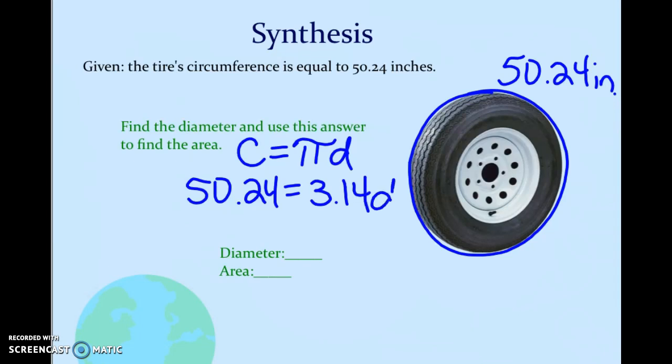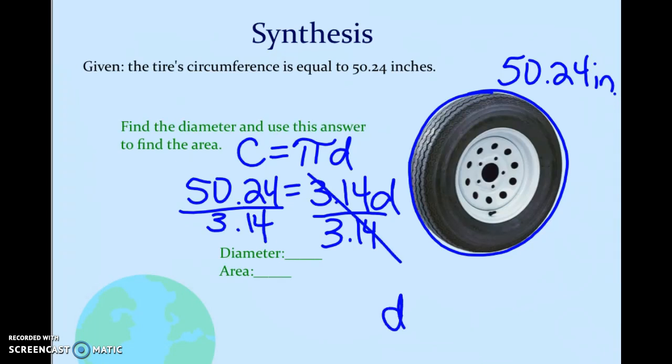So I plug in pi, and look, what do we have? We have a one-step equation. You know how much we love one-step equations because they're so easy. All you have to do to get d by itself is divide by 3.14 on each side. And that cancels out your 3.14, leaving you with d. And when you divide that, you will get 16. So your diameter all the way across the tire is 16 inches.